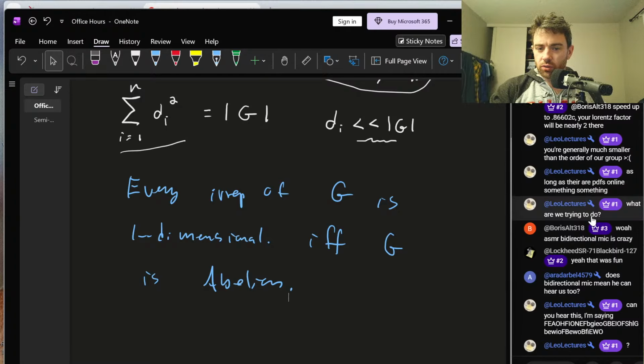What are we trying to do? Trying to invent Sylow theory for representations.